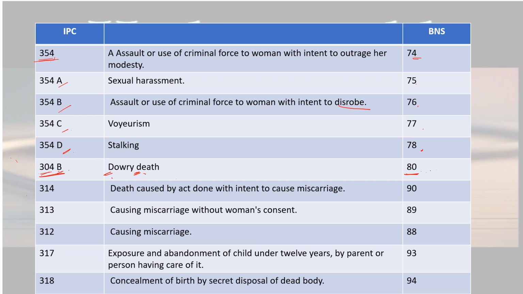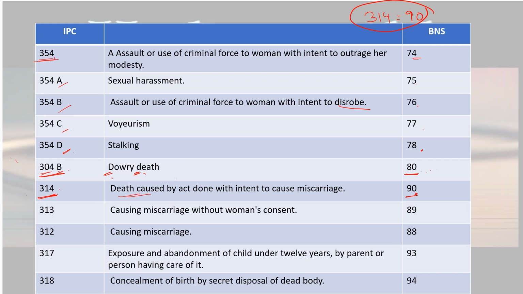Now, here we have to learn one more number. That is 314 is equal to 90. 314, what was that in the IPC? That 4 means foul act, means death of mother during a criminal abortion, death caused by the act done with intent to cause miscarriage. Okay, death of mother. It is equal to 90 in BNS. 0 means death, so 90 in BNS.